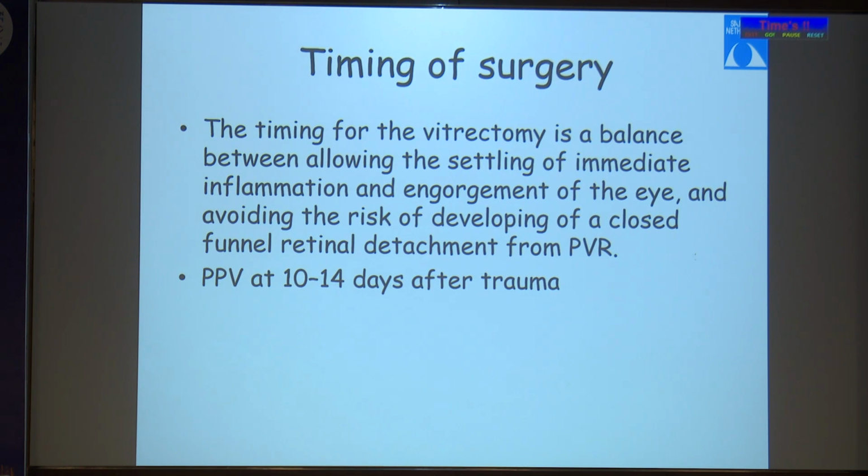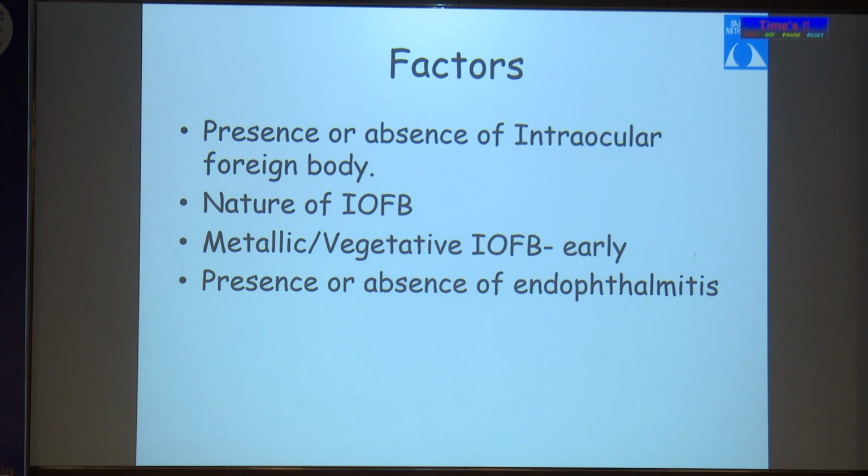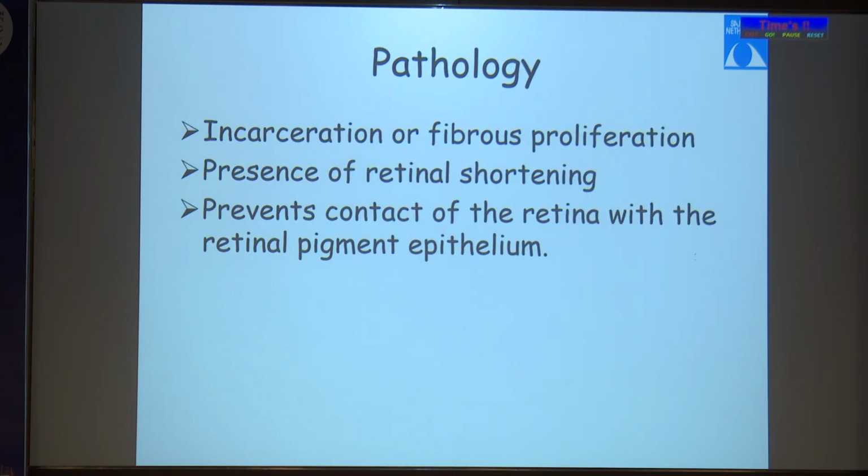Ideally speaking, 10 to 14 days after trauma is what we have all learned and we all know. The factors which help you in making a decision are whether or not you have an IOFB, the nature of the foreign body, metallic or vegetative, in which case your vitrectomy has to be very early, or the presence or absence of endophthalmitis. So these dictate when you will time your surgery. What do we have in terms of understanding of an incarceration?